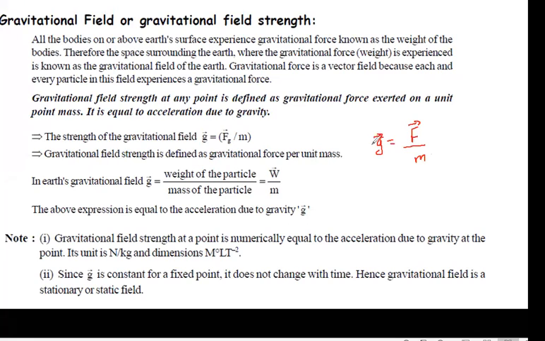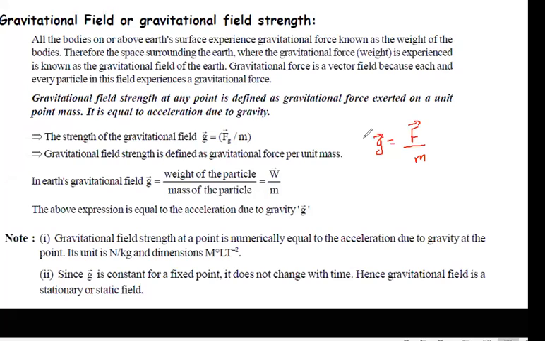So this g that we have studied is acceleration due to gravity. But according to this definition, it is your gravitational field strength or gravitational field intensity. Agree? Anyone have any issue in this? Is it clear to everyone?